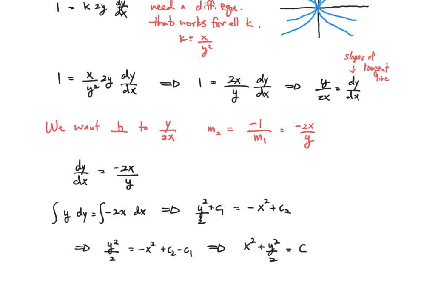So this will be the answer. This is our orthogonal trajectory. When you look at this orthogonal trajectory, this is basically a family of ellipses.